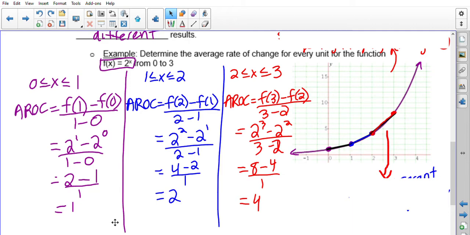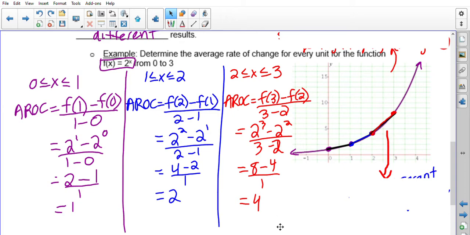You may not have predicted these exact numbers, but you should have been able to predict that the average rate of change was going to be a different number each time. One, because you knew it was exponential and not linear. You should have predicted that all the AROCs were going to be positive, and that's because when you drew all these secant lines, they were all rising to the right, so that means a positive slope.